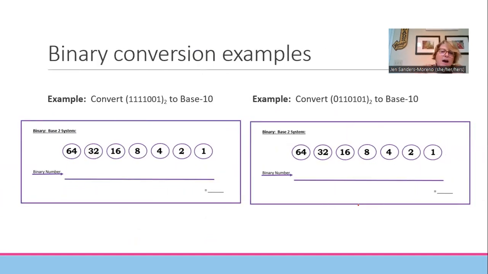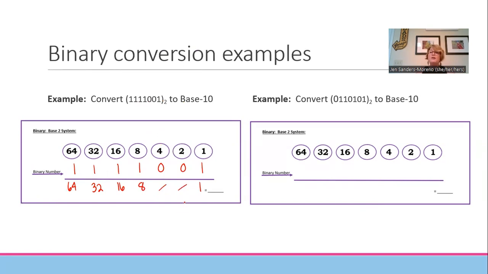So here we go. I have, let's see, that's 4 1s, 2 zeros, and a 1. Okay, I'm already tired. 64, 32, 16, 8, nothing, nothing, 1.